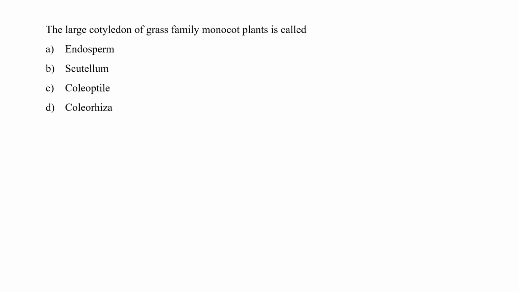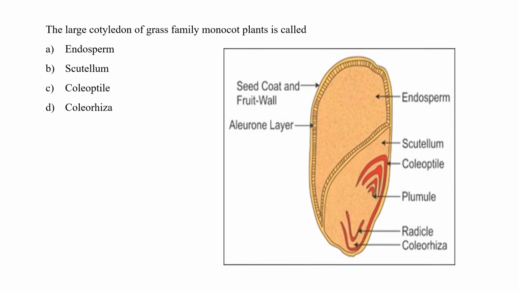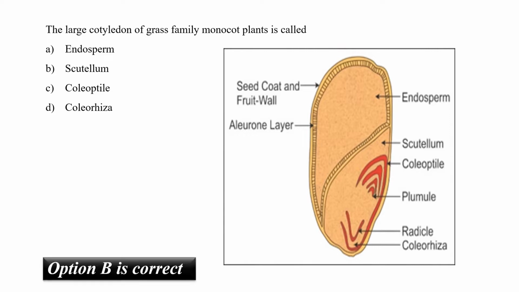The large cotyledon of grass family monocot plant is called. Now let's have a look at this particular figure here. In the grass family, the cotyledon is called scutellum. It is situated towards one side of the embryonal axis. At its lower end, the embryonal axis has the radicle and the root cap, which is enclosed in an undifferentiated sheath called coleorhiza. So the correct answer to this question is option number B, scutellum.